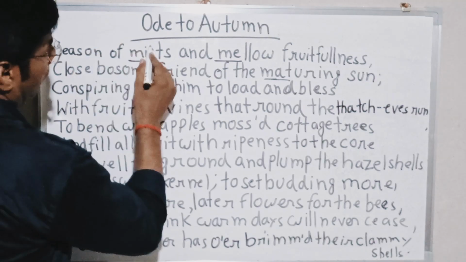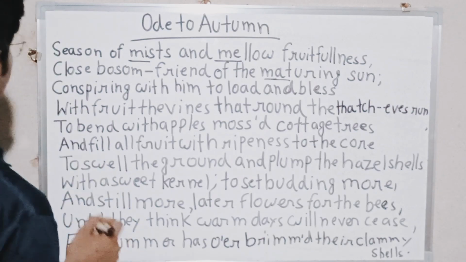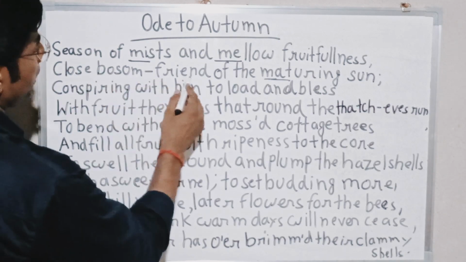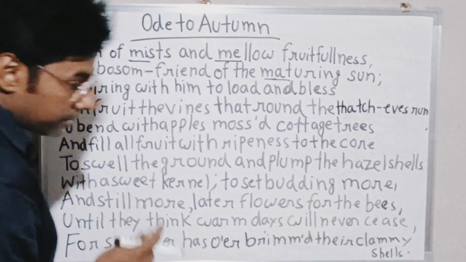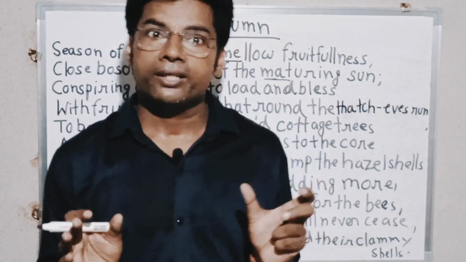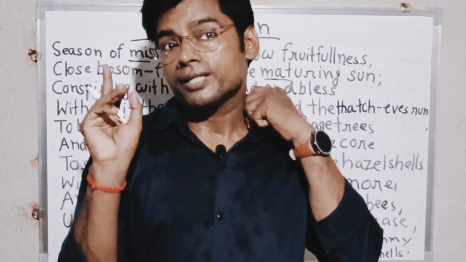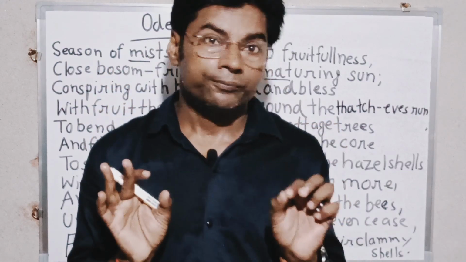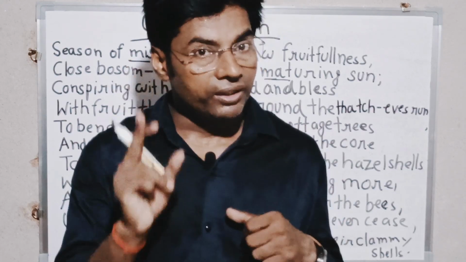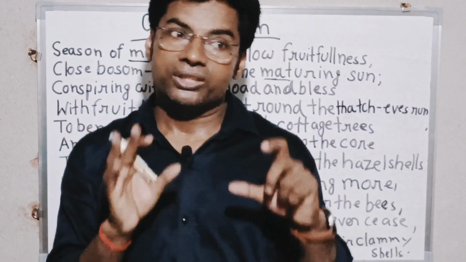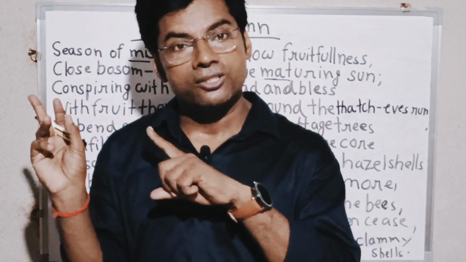Second, apostrophe. Now see the next line, close bosom friend. Here the sun is called the friend. The sun is compared to a friend, or rather the poet is straightway calling the sun bosom friend to autumn. Which literary device or figure of speech is used in the second line, my dear learners? First, metaphor. Why? Because the sun is straightway compared to a friend. The sun is straightway called the friend to autumn.